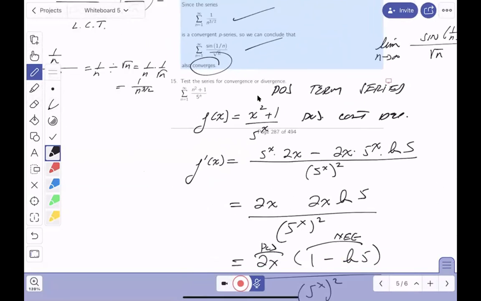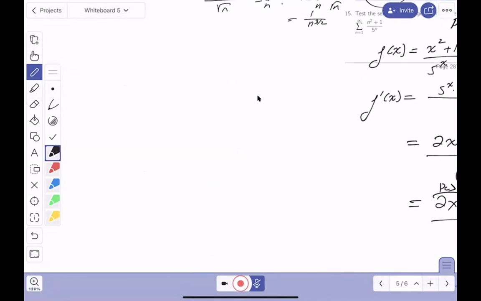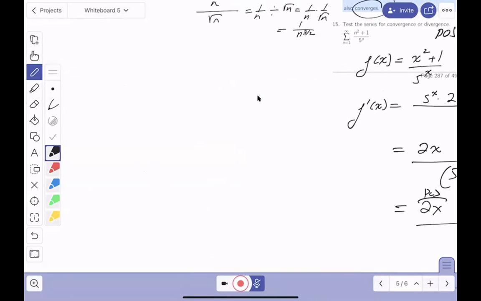Here comes my trouble. Can I do the integration? And I'll write it down for you. And I hate doing it, to be honest with you. But the integral from 1 to infinity of x squared 5 to the minus x plus 5 to the minus x dx.